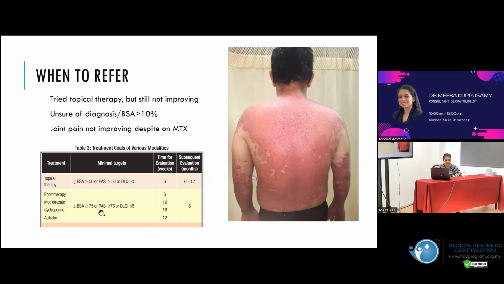And then these are guidelines, like in diabetes, you know, there's HbA1c. So in psoriasis, they also have guidelines. You must bring down the body surface area by a certain number and the PASI by a certain number, then you know that it's working. If it's not working, you have to change the treatment.